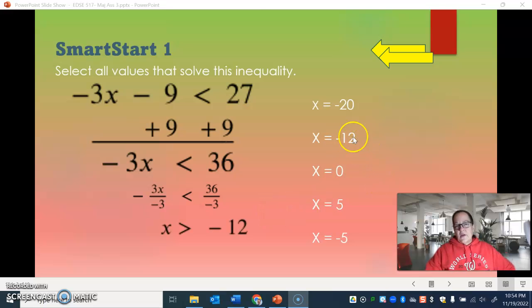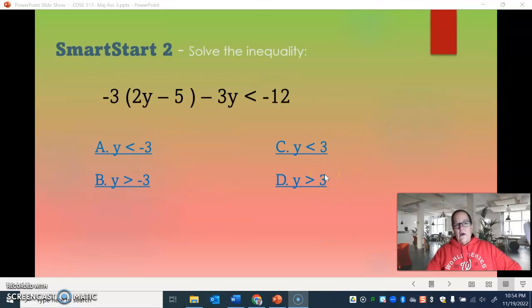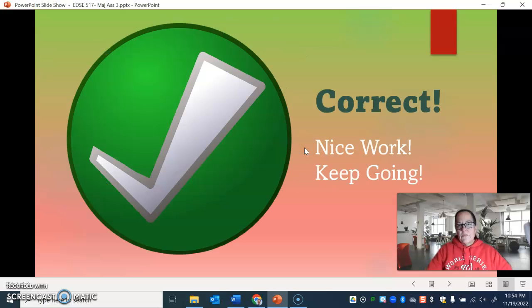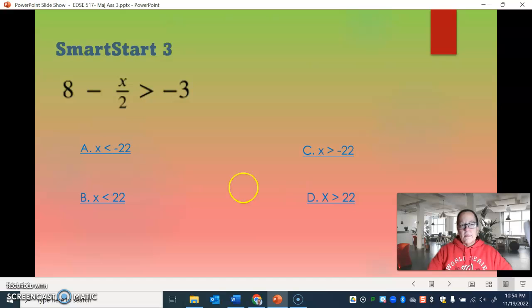as they identify selecting all the values to solve this inequality. Then they move their arrows to the correct answers. If they're correct, it allows them to move on. From this slide on, all of the answers are in multiple choice format. So if they pick the correct answer, it takes them to the correct slide. It lets them know right away. They get immediate feedback. Yes, your answer was correct, and they can move on.